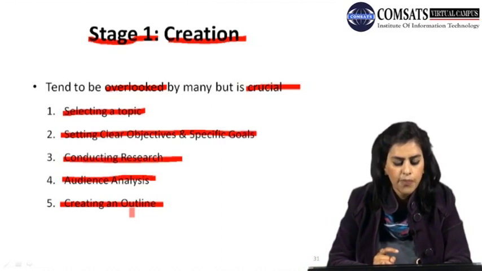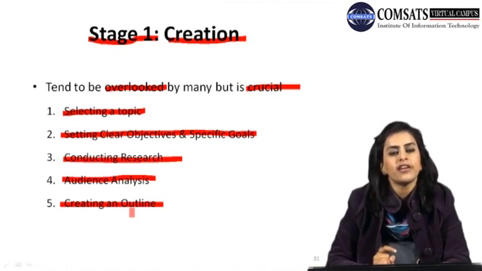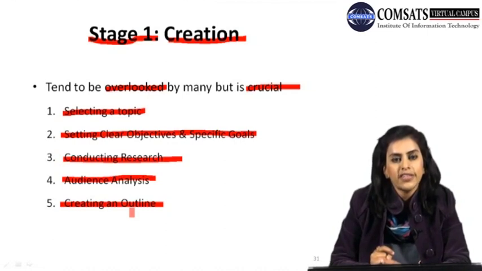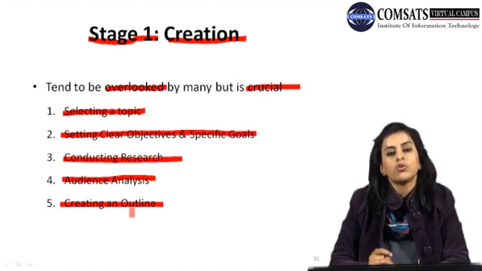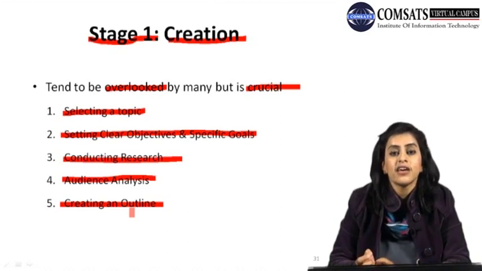Once you have selected your topic, you set out your clear objectives and your goals. If you need to gather information, you can conduct some kind of research. Maybe you can surf the internet related to the topic, maybe you can go to the library. In your creation stage you can do the analysis of the audience. If they are going to be your class fellows, you must see what kind of audience they would be.